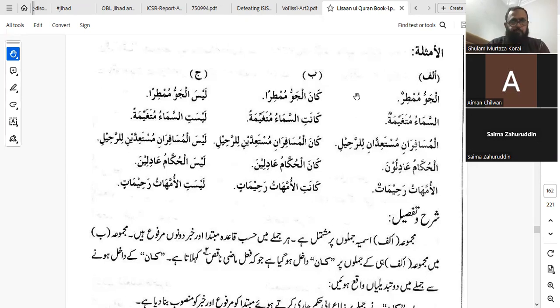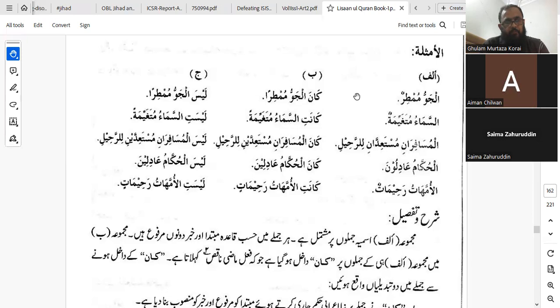المسافران مستعدان للرحيل. Yes. So المسافران is مبتدا, مستعدان is خبر, and للرحيل is شبه الجملة. Very good. If you add كان to it, المسافران becomes اسم كان, and it remains in مرفوع, and مستعدان it will change from مرفوع to منصوب. That's why it will become مستعدين, and للرحيل remains so because it is شبه الجملة.